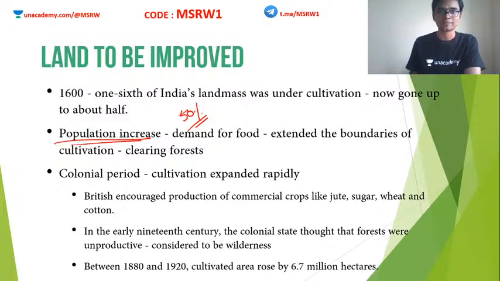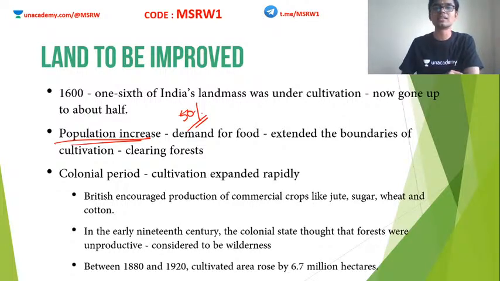Population increase. During this time in the world, lots and lots of technology started developing. Many inventions in the field of medicine happened. The living quality of the people increased. So the life expectancy increased, birth rate increased, death rate decreased. Due to all these reasons, the population around the globe started to increase at a very rapid pace.